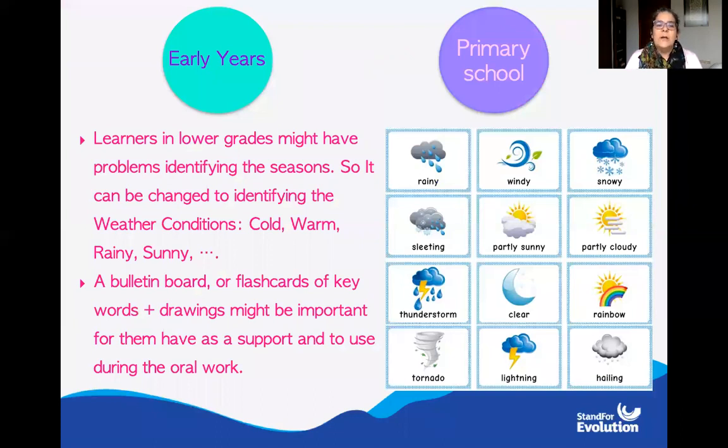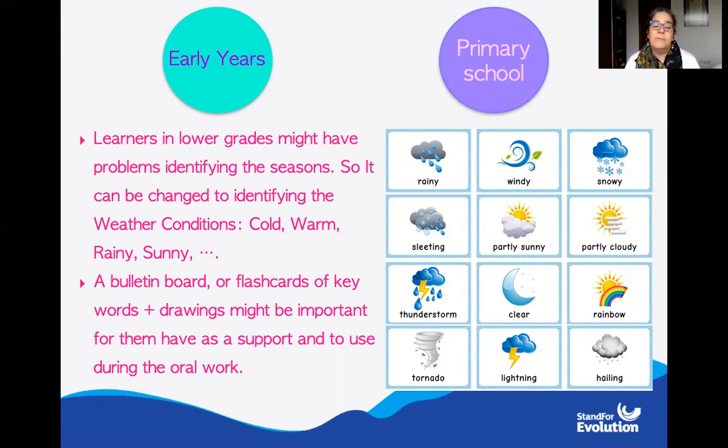In the case of learners in lower grades, you may have problems identifying the seasons. Many times when they're too young, let's say early years, they actually don't know the names of the seasons, and you're going to be working on that. So it can be changed to identify weather conditions. They don't have to name a season, they just name weather conditions they really like.